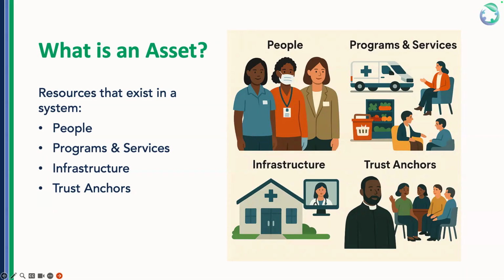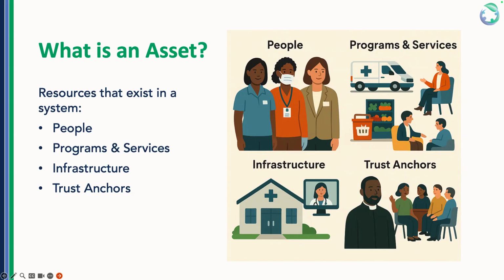Some examples of what an asset may be, as visualized on the right side of your slide right now: people. People are assets. These people can be community health workers. They can be your infection preventionists or IPCs at your hospital. They can be program coordinators. We know that programs and services are also assets. A mobile vaccination clinic is an asset. A food assistance program is an asset. Mental health counseling is also an asset.